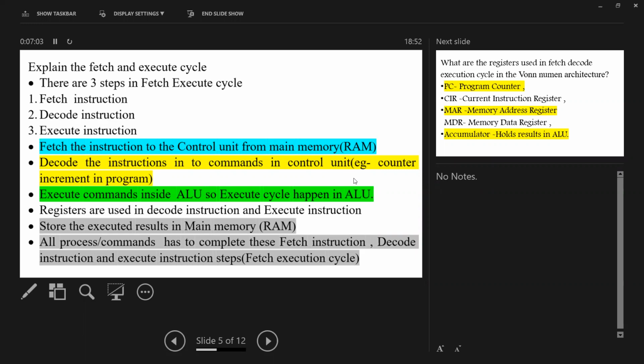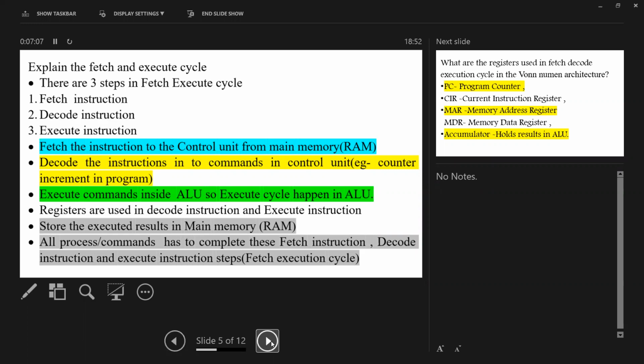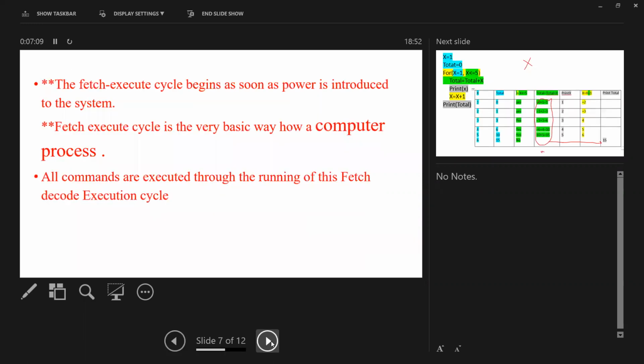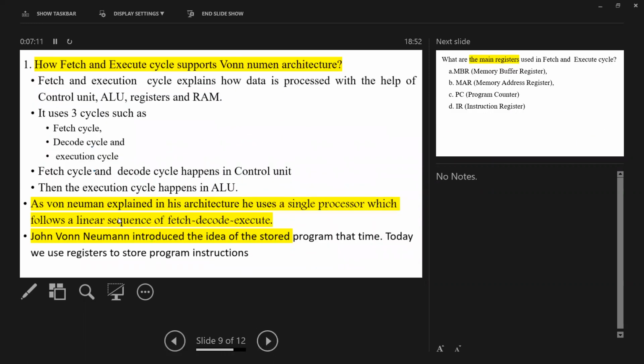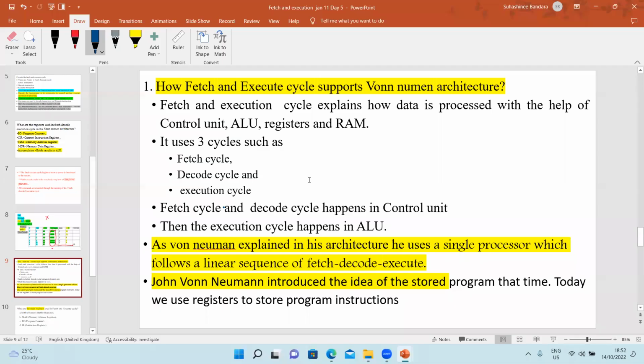Okay, then the next point was there in the other one. That means this slide. So fetch and execute cycles are happening inside the control unit. That point I will take from here.